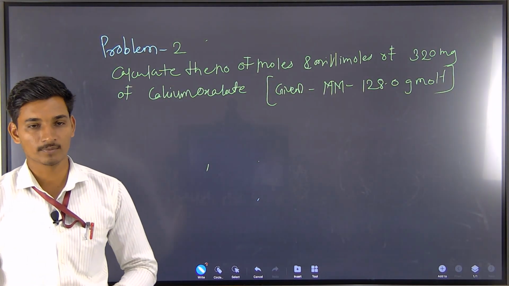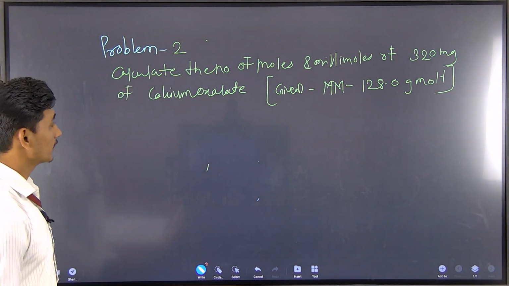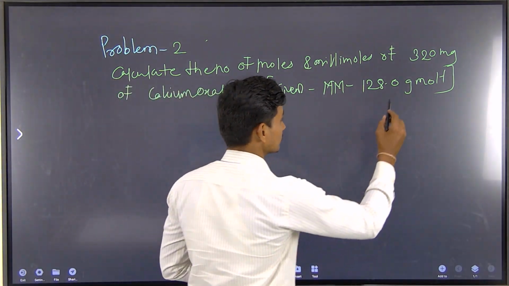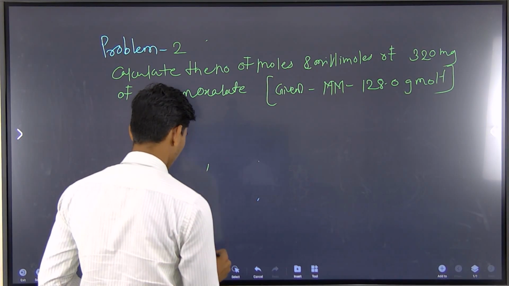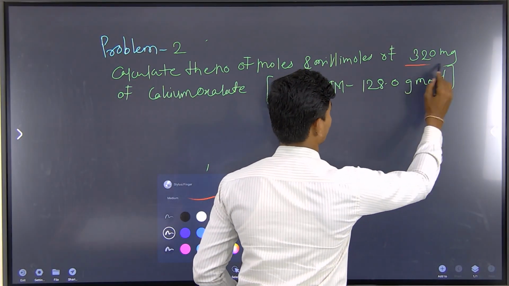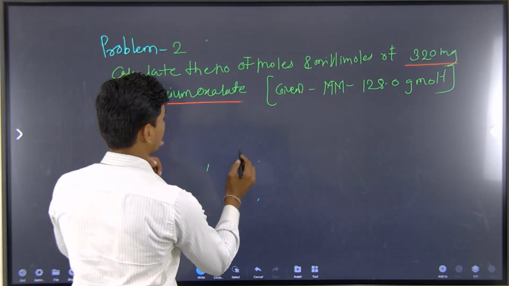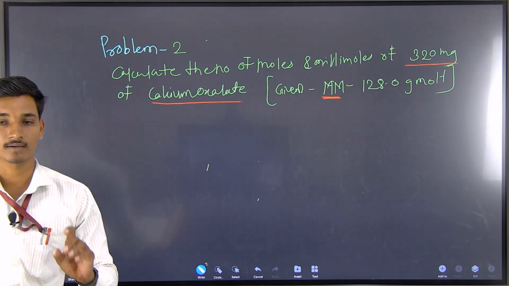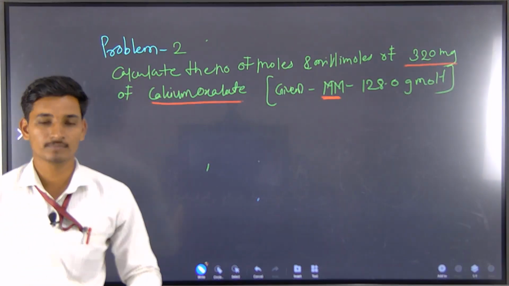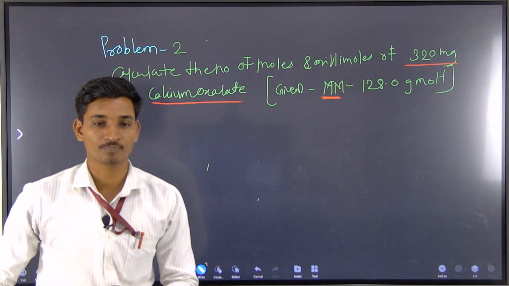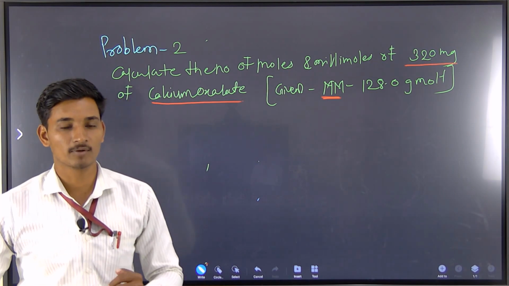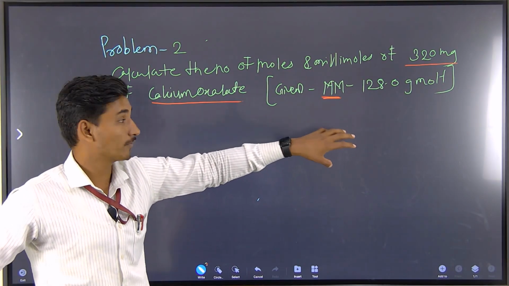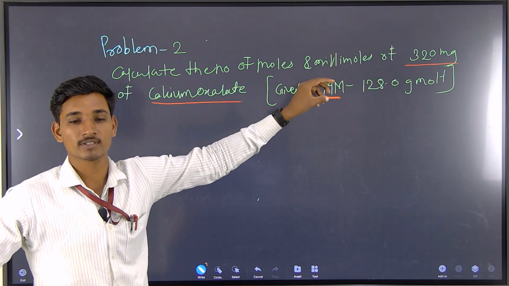So this is another problem, problem number two. We have to calculate the number of moles and millimoles of 320 milligram of calcium oxalate, and the given molar mass of calcium oxalate is 128.0 gram per mole. In the previous problem the given value was in gram quantity, but here the given value is in milligram quantity, while the molar mass is in gram per mole. So we first have to convert this 320 milligram into gram quantity.